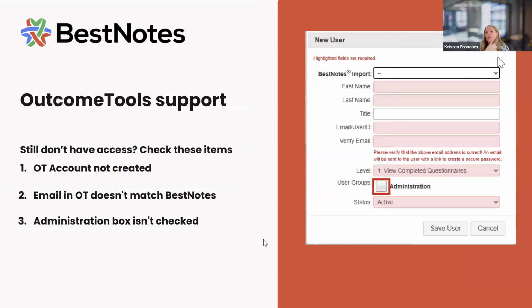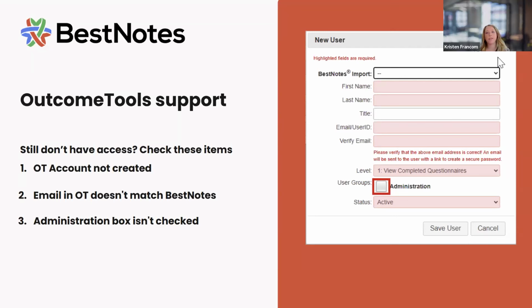So the next thing is, if you have done those two things and you're still not able to access OutcomeTools, there are three things to check. First, make sure that you've created the OutcomeTools account. A lot of times people will say, well, I have the OutcomeTools permission, but I can't get into OutcomeTools. And it's almost always because they don't have an OutcomeTools account set up.